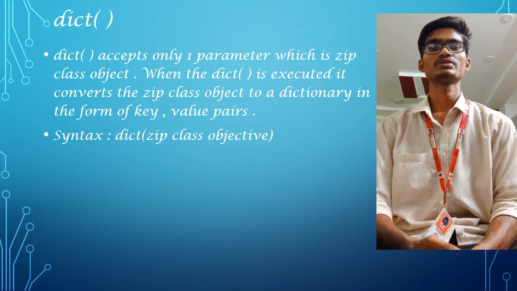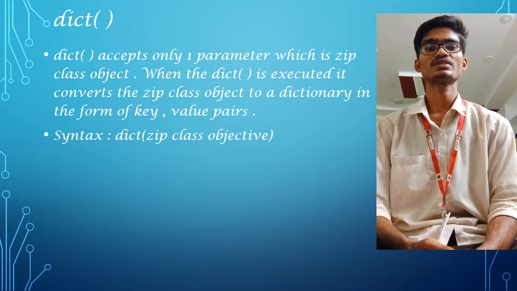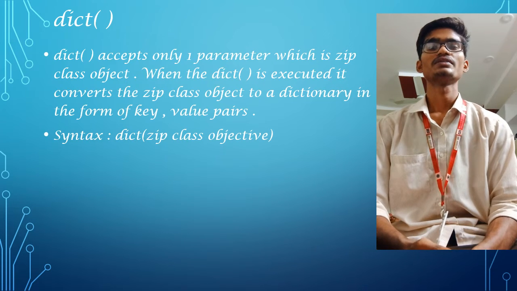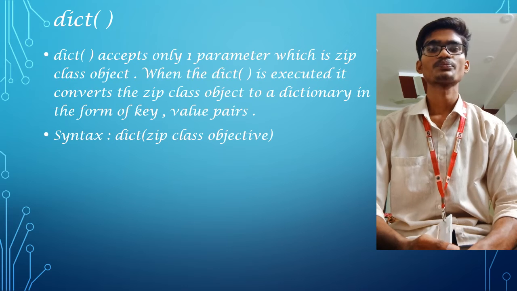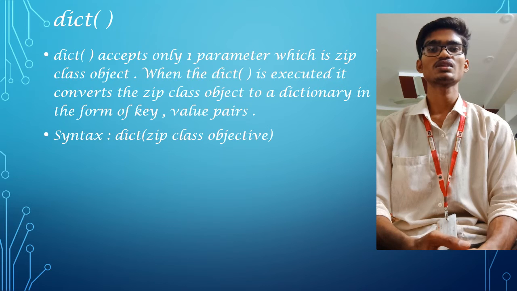And now let's see about the dict method. The dict method accepts only one parameter, which is a zip class object, and when the dict method is executed it converts the given zip class object into a dictionary which is in the form of key value pairs. Let's see the syntax of the dict method. dict(zip class object): the given zip class object, which is in the form of a list, is converted into a dictionary of key value pairs which are separated by commas and enclosed with open curly braces and closed curly braces.